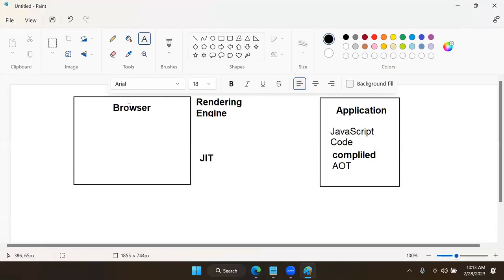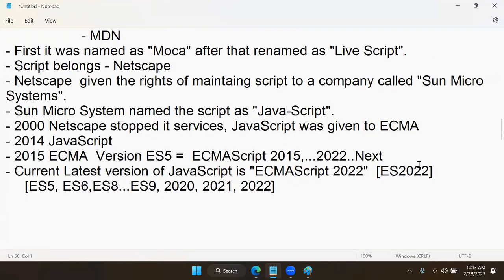Yeah. So that is the versions of JavaScript. I hope you are clear. And which version of JavaScript we are going to learn: we are going to see up to the latest 2022 features. Up to ES 2022, what are the latest features they have introduced, we are going to discuss.